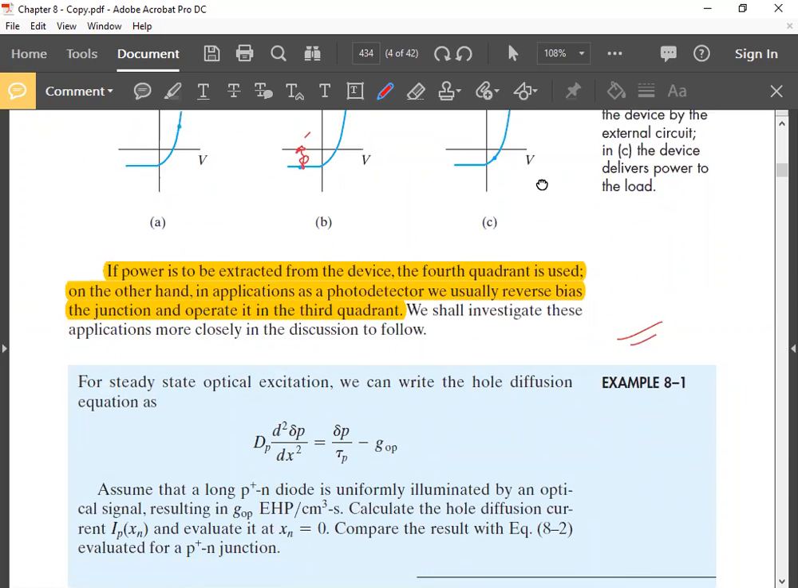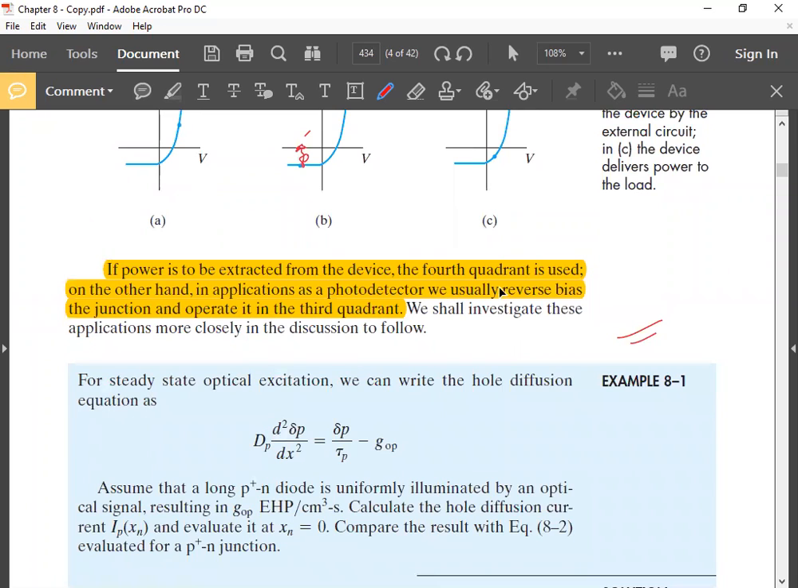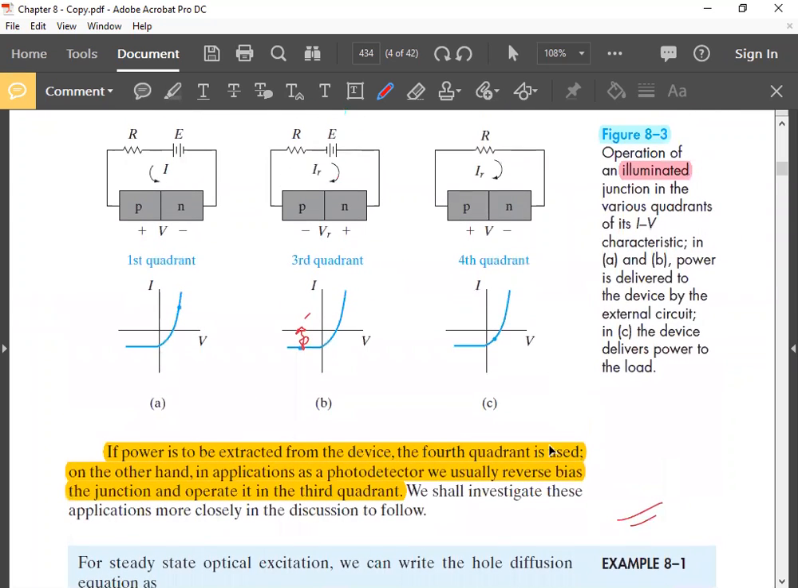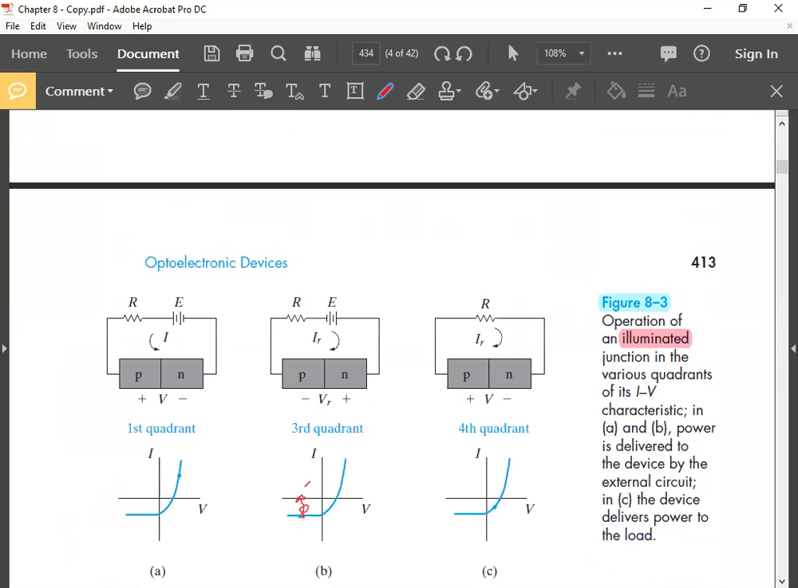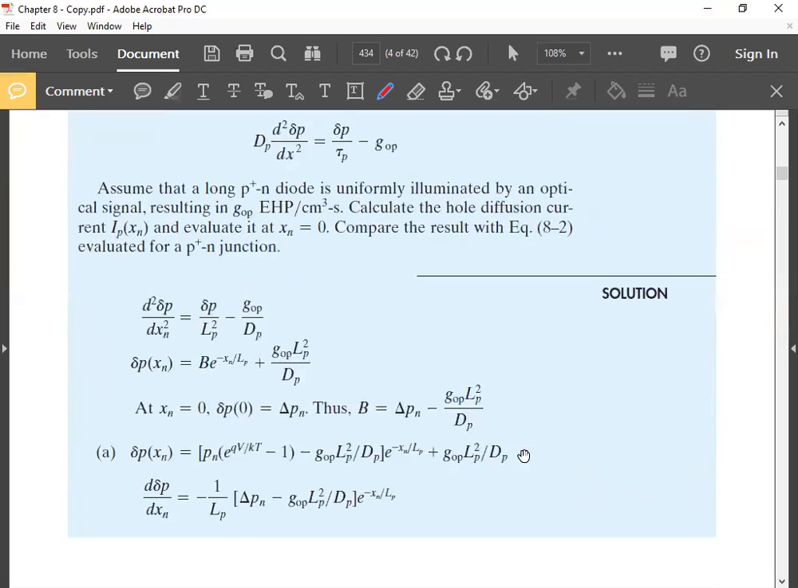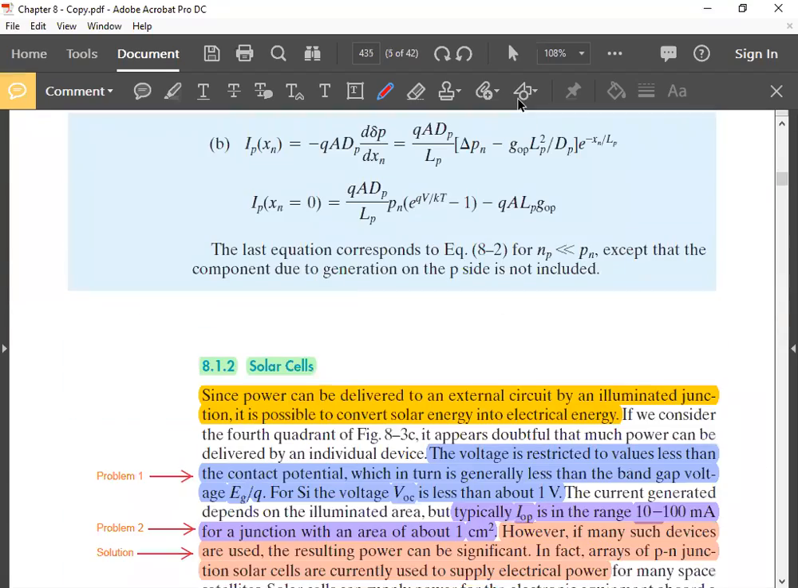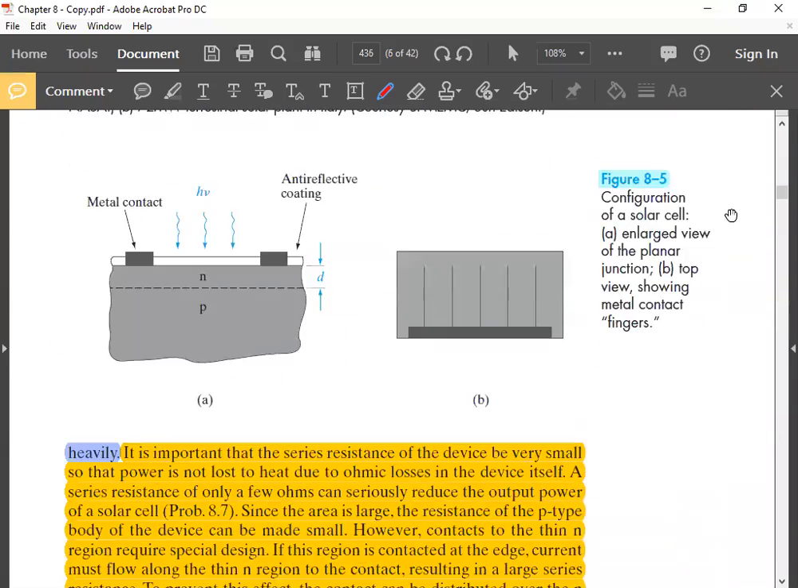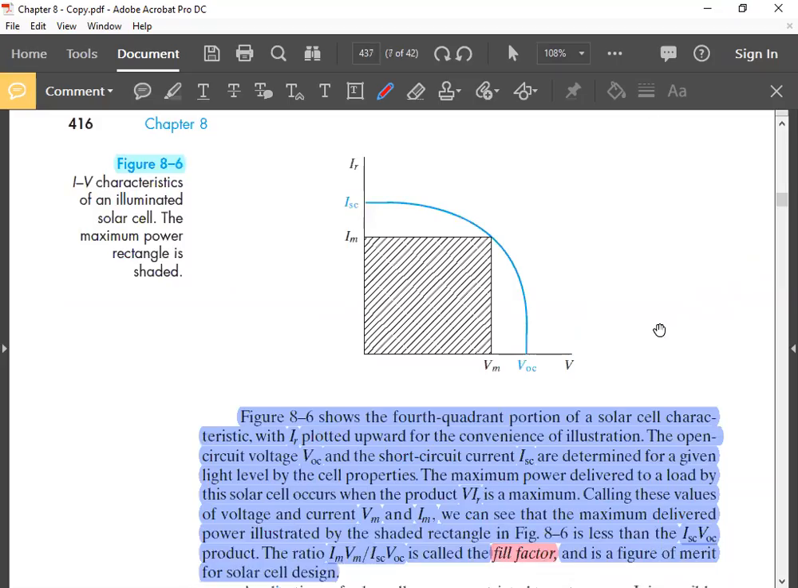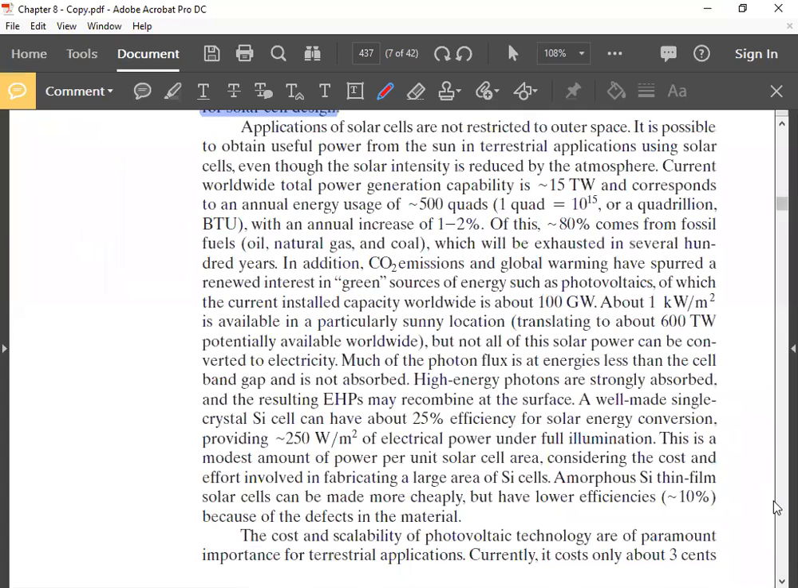Why reverse bias the junction? When I discuss photodetector, you will see. Reverse biasing the junction will increase the sensitivity of the photo detection. So up to today, the same photodiode can be used as a photodetector or solar cell. Next class, I will talk about solar cell, and then after solar cell, photodetector, then light emitting diode, then laser, and those will be all.